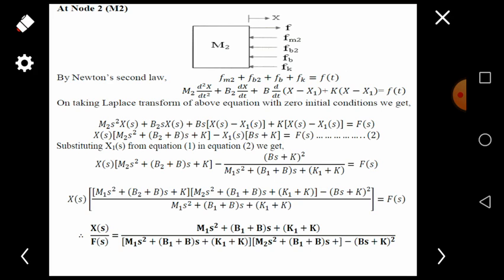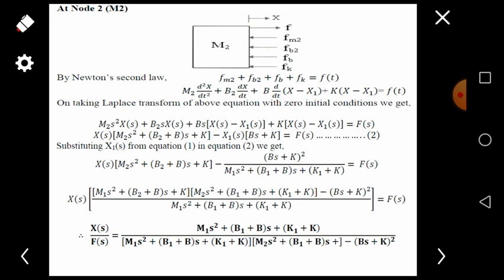Now we know the value of X1(s) from the previous equation, so we are going to substitute that X1(s) here. After substituting, we get X(s) into m2 s square plus (b2 plus b)s plus k, minus (bs plus k) the whole square divided by m1 s square plus (b1 plus b) s plus (k1 plus k), equal to F(s).